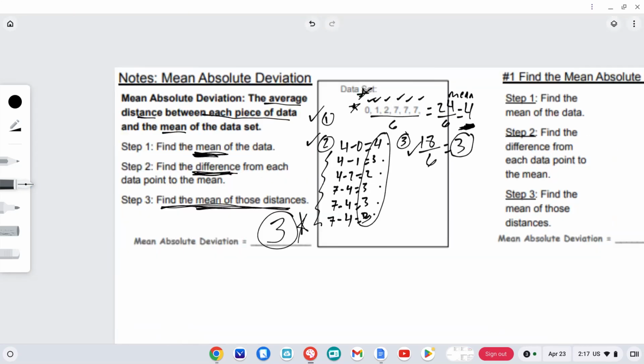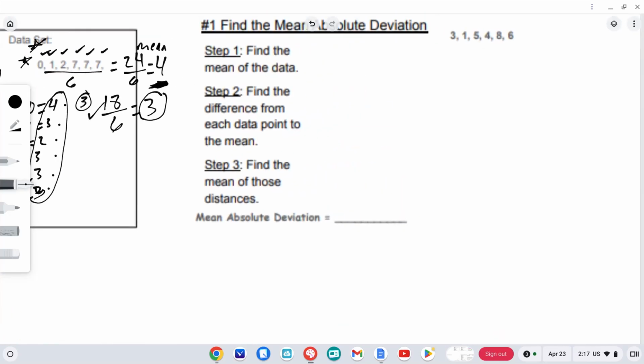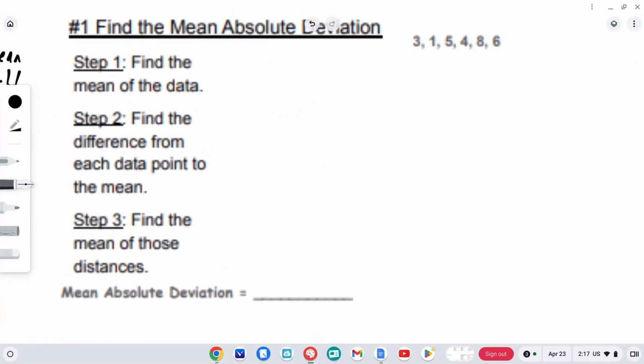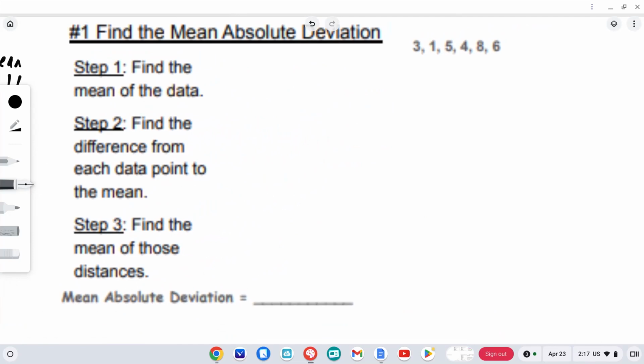We're going to do a couple of these together, and then you're going to have one to do on your own when the video is over. So let's try this one now. Number 1, find the mean absolute deviation. Okay, so this is the same thing we did before. We have this new set of data. And step 1, we're going to find the mean of the data. So I'm going to add these numbers together. 3 plus 1 plus 5 plus 4 plus 8 plus 6. When I add those together, I should get 27.